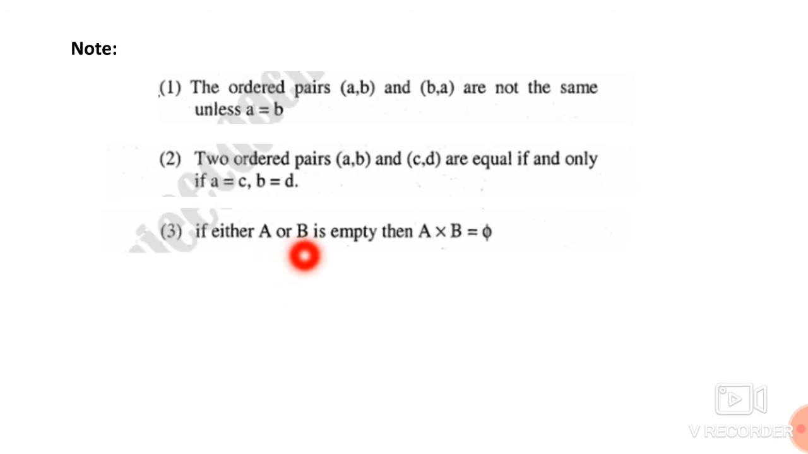If either A or B is empty, then A cross B will be a null set. If we are taking the Cartesian product of a set with an empty set, then we will get an empty set. And A cross B and B cross A are both not equal unless A is equal to B. We have proved this in the previous example.